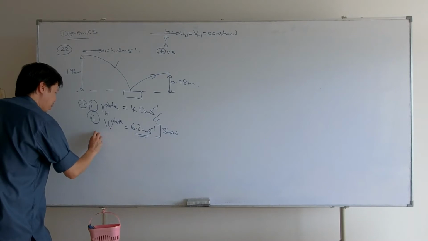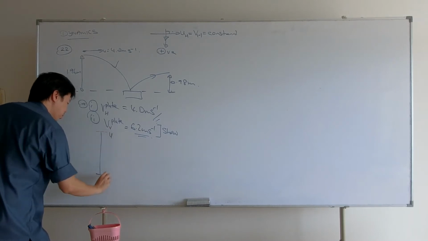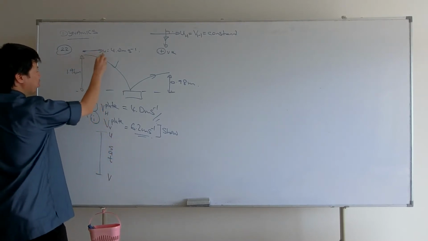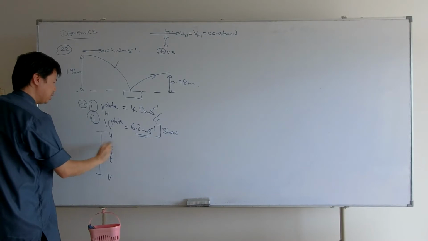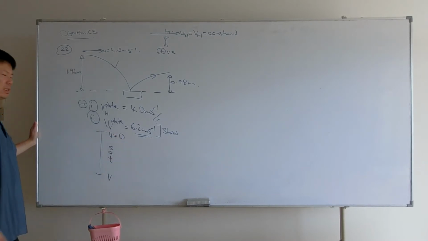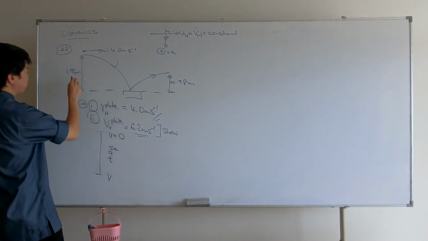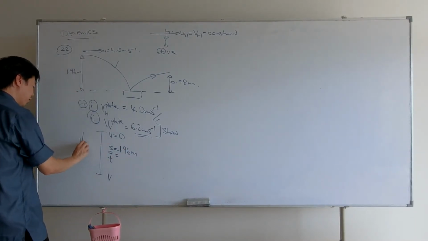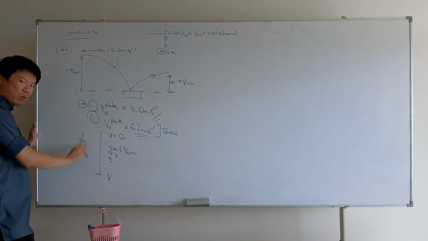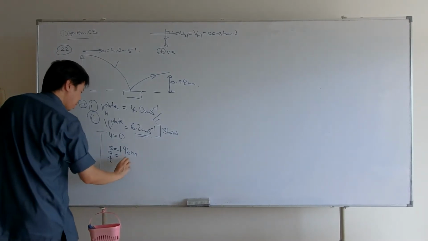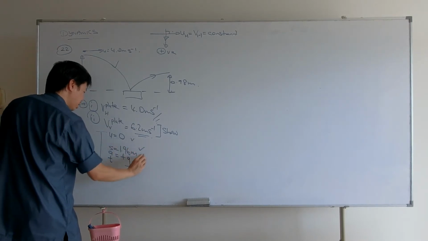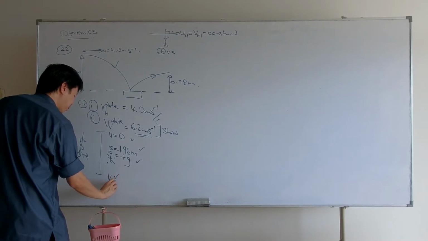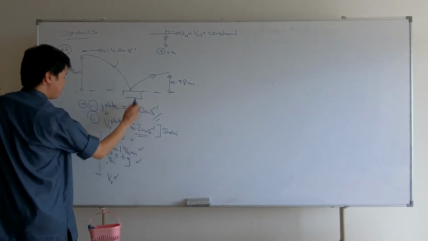Vertically, we want our SUVAT equations. u here, remember, it's only moving horizontally, there is no vertical component, so this is equal to 0 meters per second. Here, s is equal to 1.96 meters. Take our direction positive to be downwards. Remember, you must always show your directions. So plus g. We've got 3 variables, so we don't need to find t. We can immediately find our v vertical at the plate.